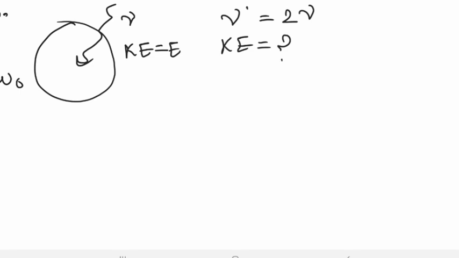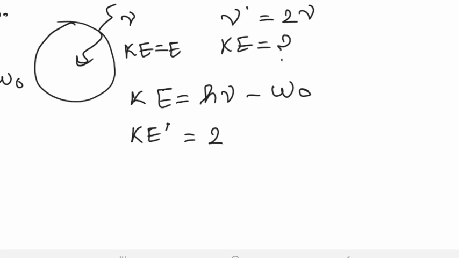So first of all we will write the equation. Equation 1 is kinetic energy E equal to h nu minus W naught, that is the work function. And afterwards it says that the kinetic energy, which we can write as KE dash, equals twice h nu, because the frequency is double now, minus the work function, which remains constant. Now this is our equation 2 and this is our equation 1.